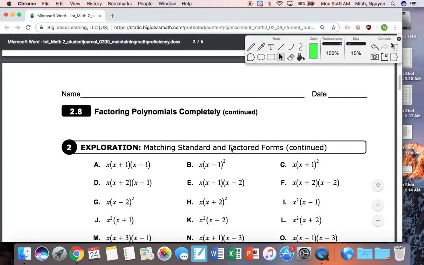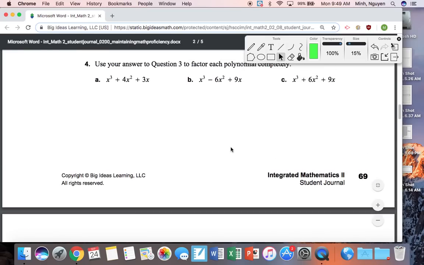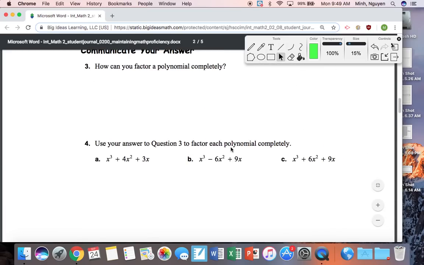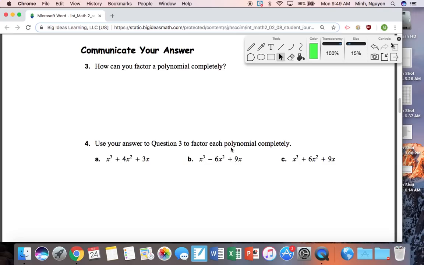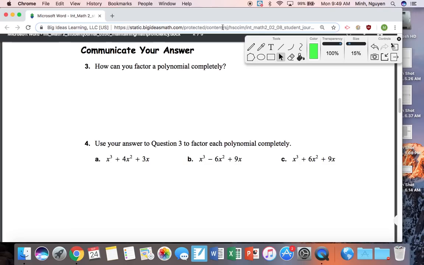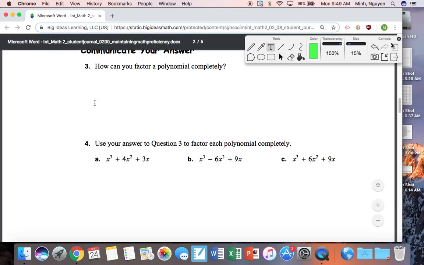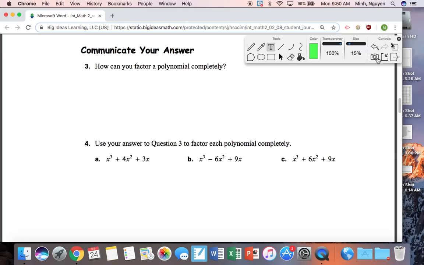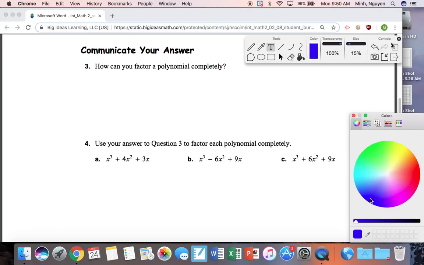Okay. So how can you factor a polynomial completely? Use your answer to question 3 to factor each polynomial completely. So in your notes, I would say start by factoring the GCF if there is one. Sometimes there isn't. If you could divide everything by 4 or 4x, that's usually a good hint.